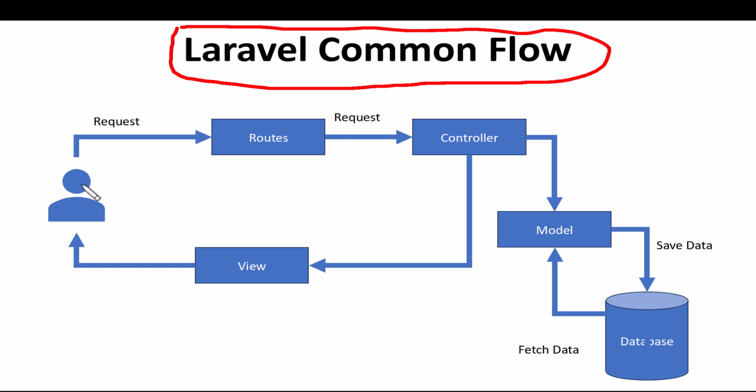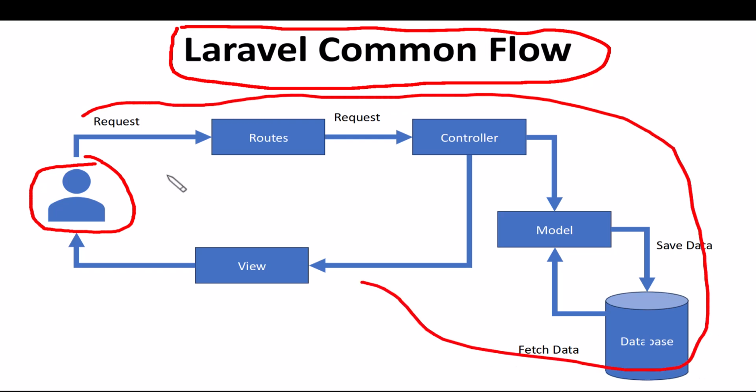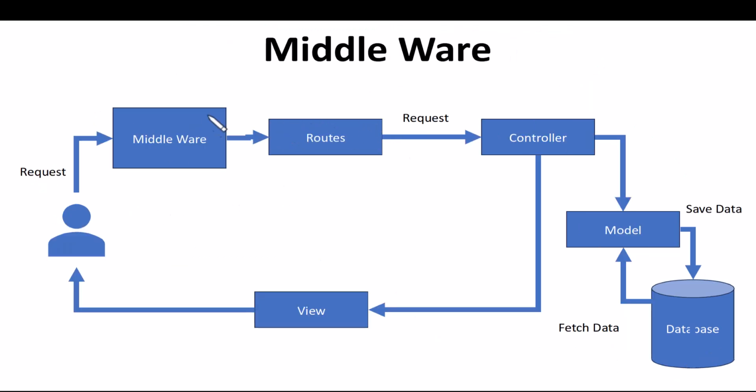Now, using the middleware, we are going to check the request that is coming from this user. Is this user authorized for this action or not? If the user is authorized, then we will follow this flow. Otherwise, we will return back to the user. For example, here we have a middleware in between the user request and our route. So when the user sends a request, in the middleware we will check whether this user is authorized or not.